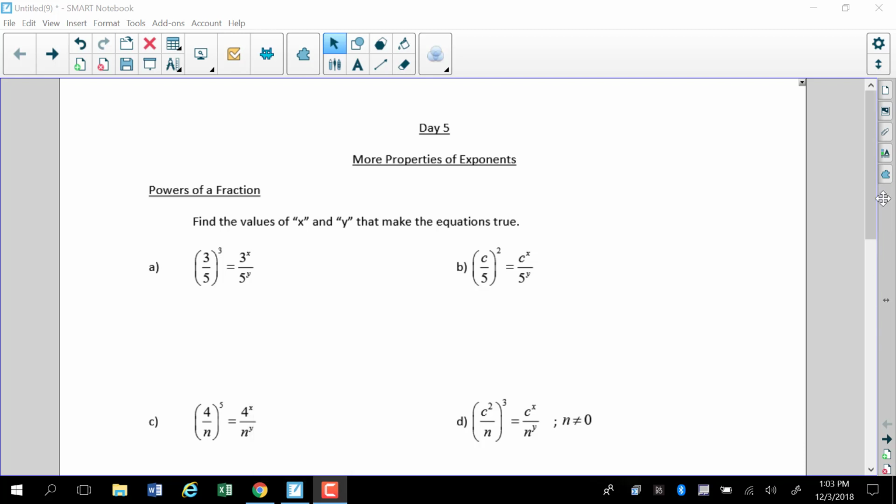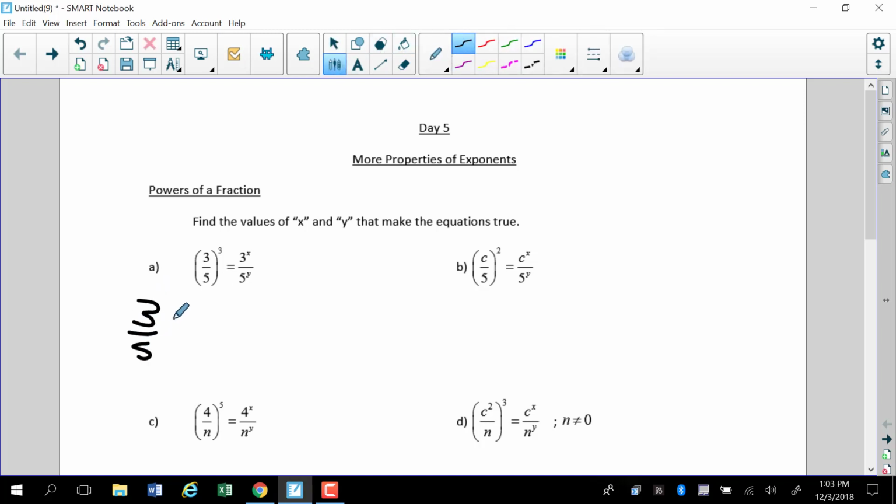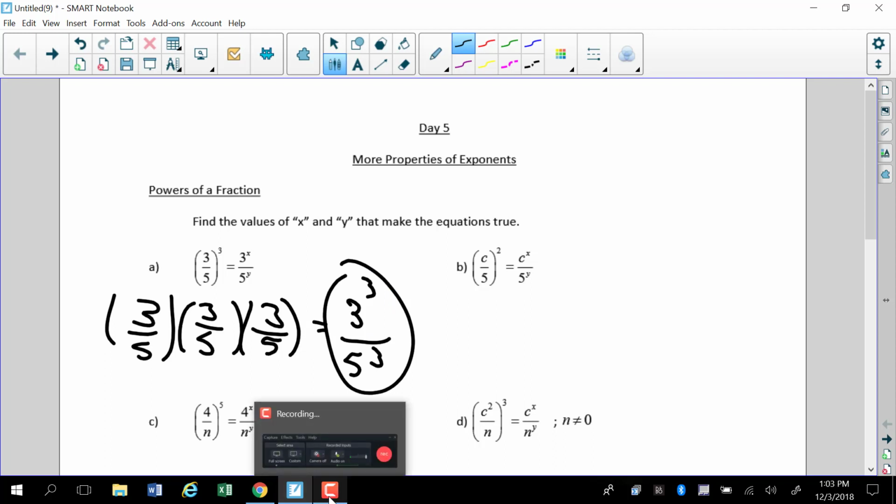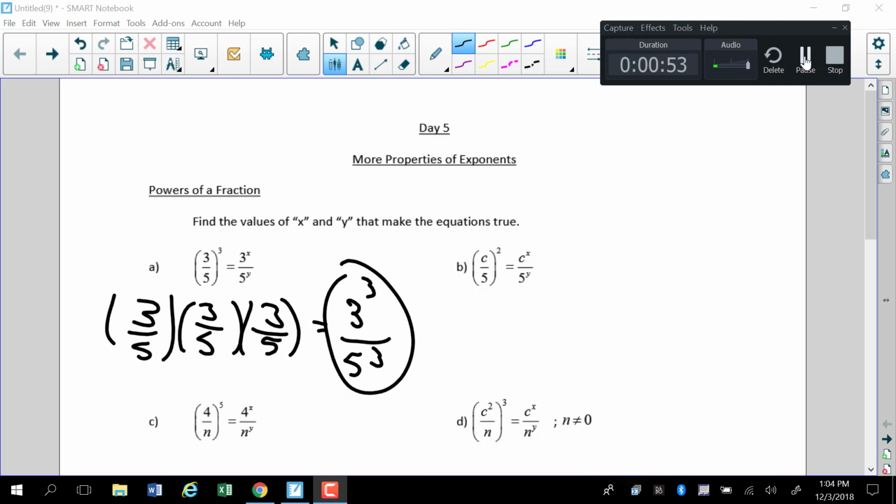So the first thing we want to take a look at should be pretty straightforward if you understood what we did before. We have (3/5) to the third power. That really is all it means: 3/5 times 3/5 times 3/5, which means if you look up top, we have 3 powers of 3 up top and 3 powers of 5 down below. Pretty straightforward. If you did the other, watch part 1 for this. So pause the video, take a minute, and see what you come up with for the next 3.